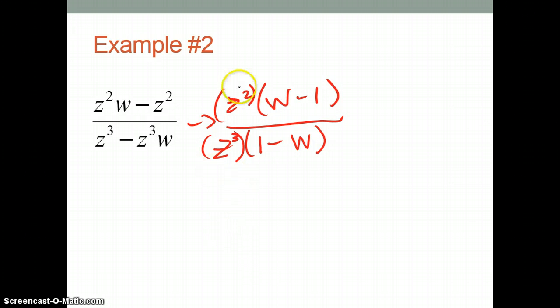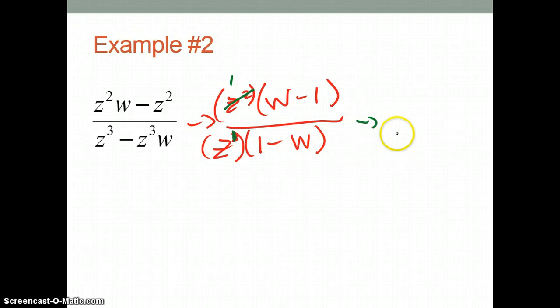Whenever I cancel things, this z squared over z to the third, this one becomes 1, and this bottom one becomes z to the first because there's one more down there. At this point, if you see w minus 1 and 1 minus w, they're in opposite orders. The w's on the left here and it's on the right here. So the order is reversed.